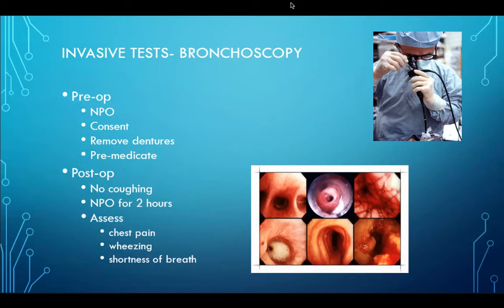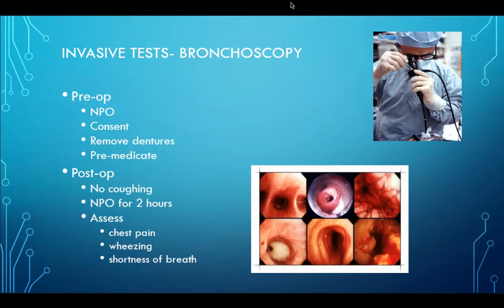They need to be NPO at least 6 to 8 hours prior to the procedure. It's an invasive test, so they need consent. They need to remove things like dentures and give proper oral care. They might need to be pre-medicated, and they might receive prophylactic antibiotics as well.